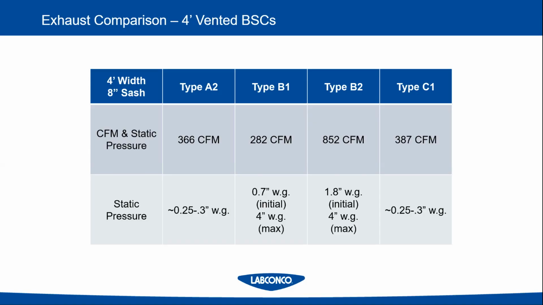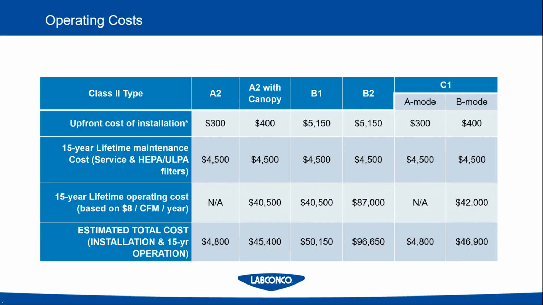A type B2 has a much higher static pressure because there is no exhaust fan to help move the air. But a type A2, when it's connected to the canopy exhaust, or a type B2, when it's connected to its own exhaust, has a much lower static pressure and a much lower CFM because the unit itself helps move the air. And that translates into a direct savings for labs.